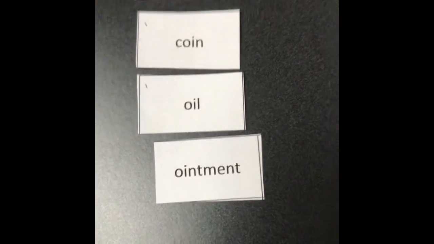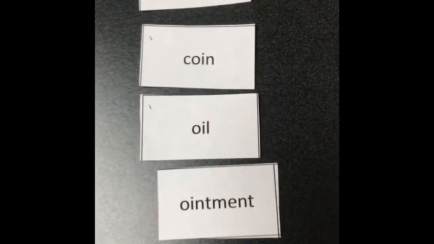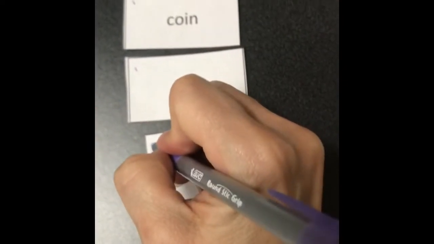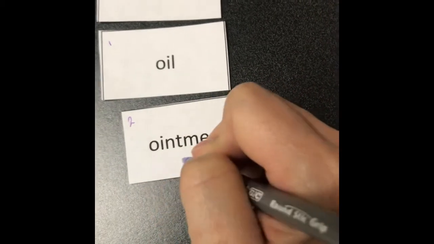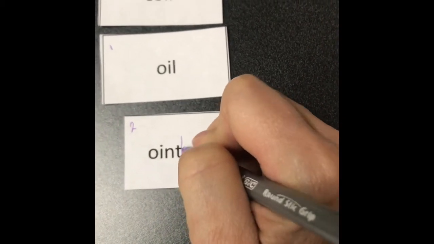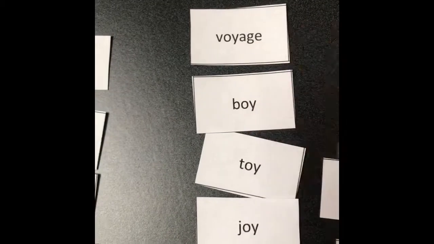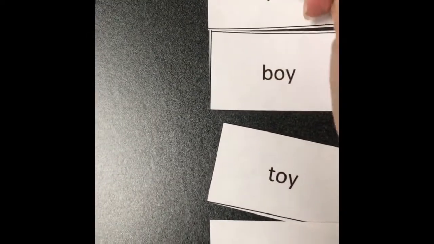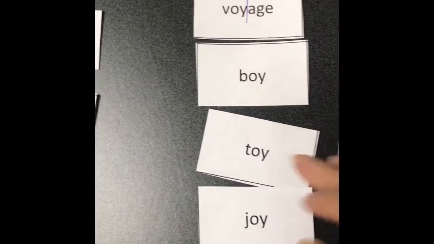Ointment. So helping them to either clap this out, put their hand under their chin, but we have ointment. So not only do I want to put a 2 here, but I also want to put where they divide. So we have ointment. Okay, so ointment. Then I'm going to look over here at my words, and I have voyage. Voyage. So we're going to put a 2 for 2 syllables, and I also want to put a straight line going down where the syllables are.